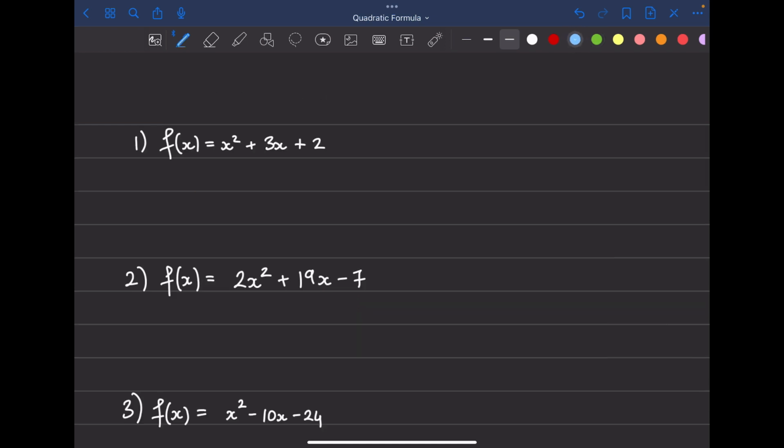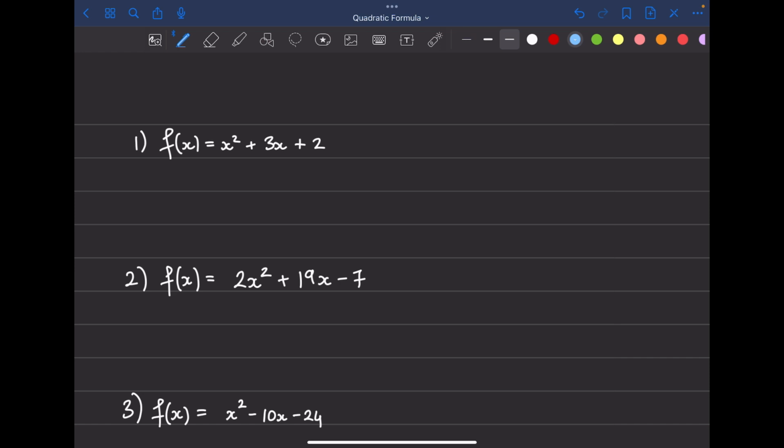Okay, question number 1. So first, before you do anything, you're going to need a calculator for this, because there's no other way of doing this. And you're also going to need to memorize the quadratic formula. I'm going to write it down here because this is a video, so you don't need to memorize it for now, but if you want to do this on a test, you have to memorize it to begin with.